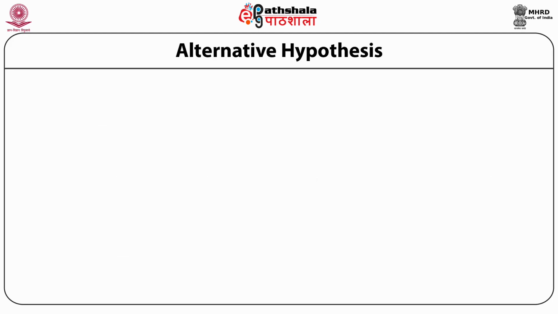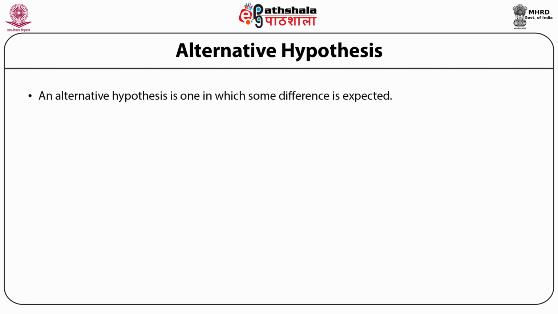Related to the null hypothesis, we also need to develop another hypothesis which is known as an alternative hypothesis. An alternative hypothesis is one in which some difference is expected. It specifies those values that are believed to hold true and which is expected to hold the truth. Accepting the alternative hypothesis will lead to changes in opinions or actions.